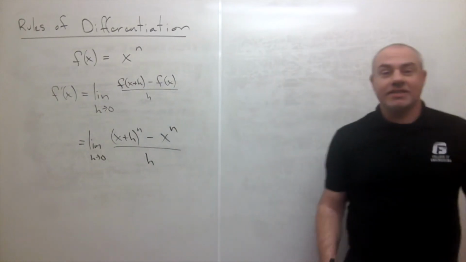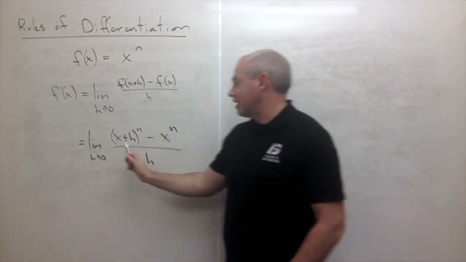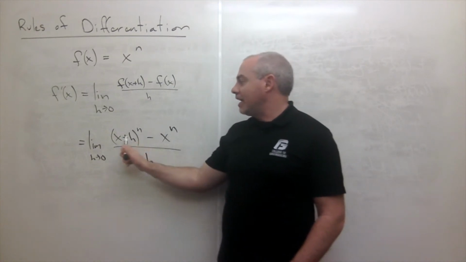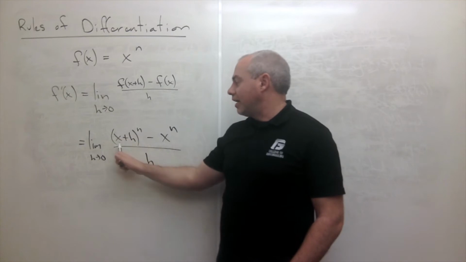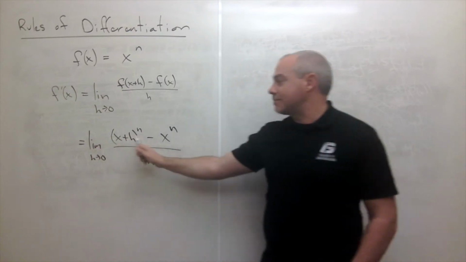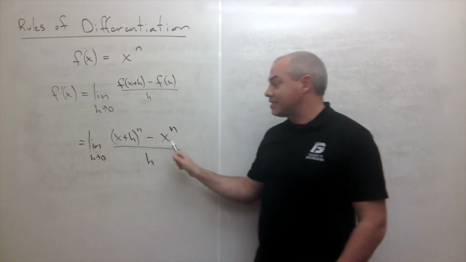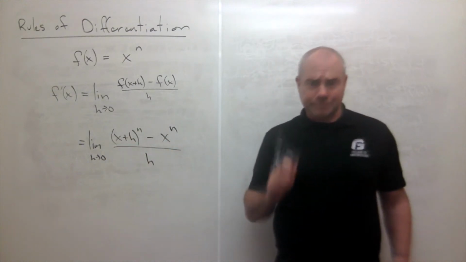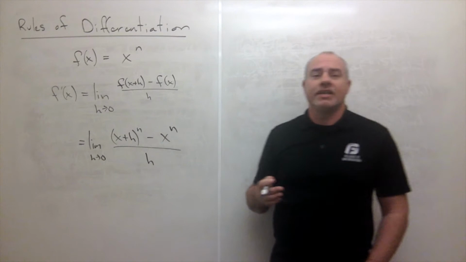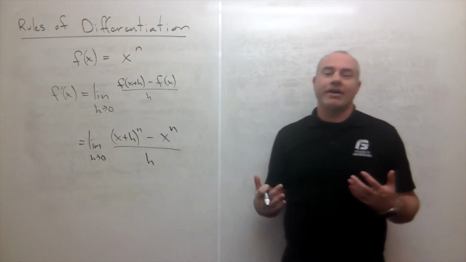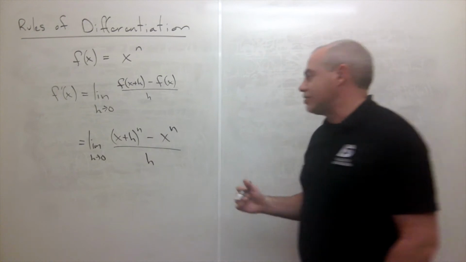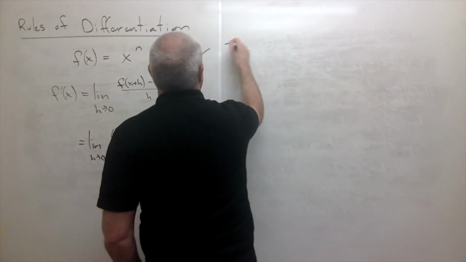Okay, so this isn't the nicest thing I've ever seen because I have this x plus h raised to the nth power, and if I were going to multiply that out, I'd have to write x plus h out n times and then FOIL all of that out, which would be a big mess. But I'm going to think about it a little bit and hopefully make life a little bit easier on myself.